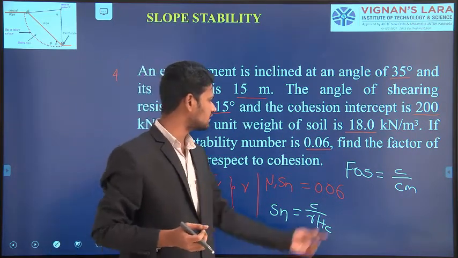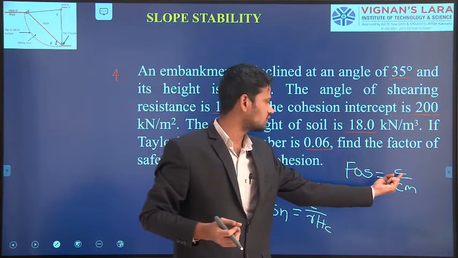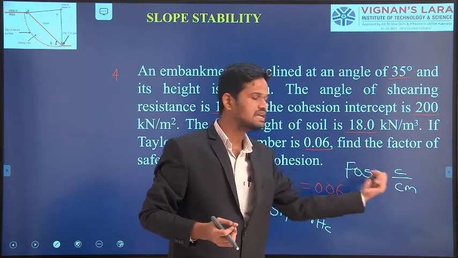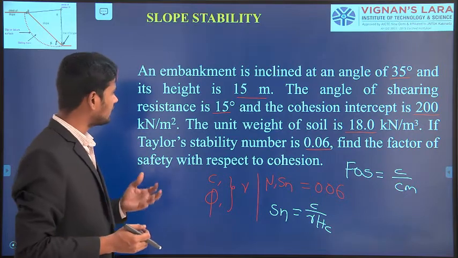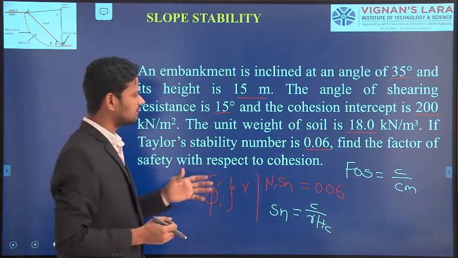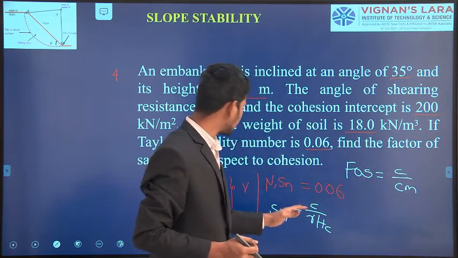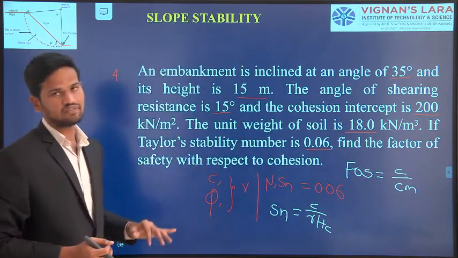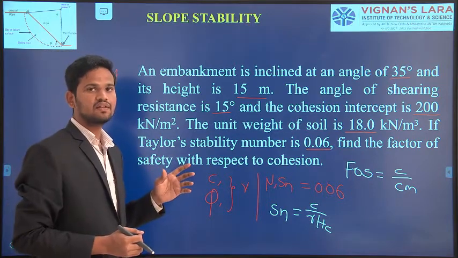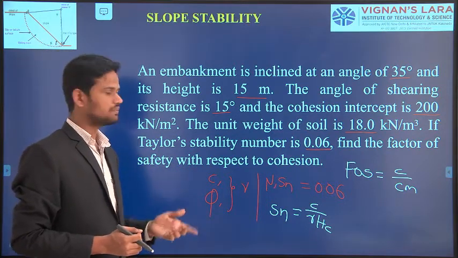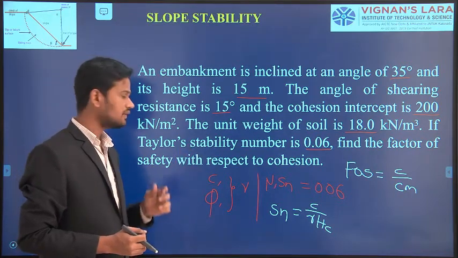Again, if you observe here, they asked for the factor of safety with respect to cohesion. Factor of safety with respect to cohesion, we have C divided by Cm. But in this condition, they have not given any factor of safety. They have given only the cohesion intercept as well as the stability number, C and phi value and gamma value. By using this concept, we have to calculate the mobilized cohesion intercept. Based on that mobilized cohesion intercept, we have to calculate the factor of safety.